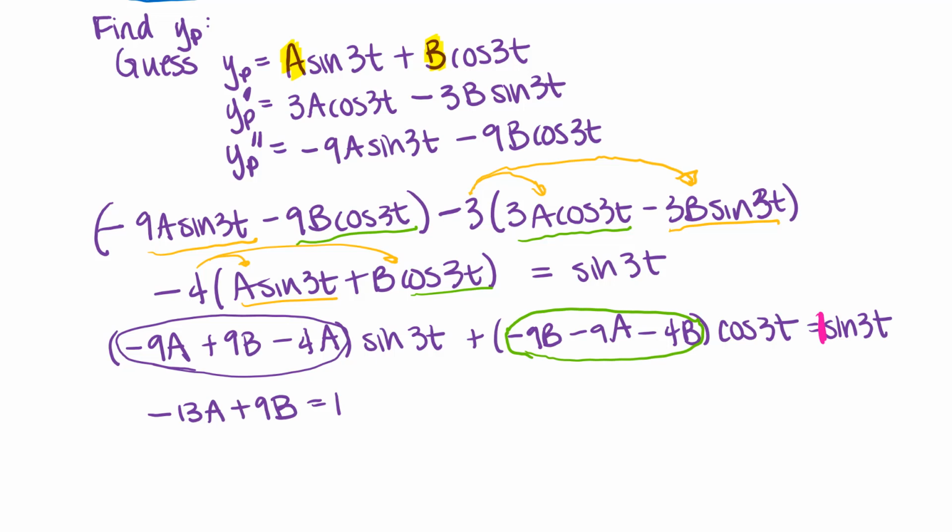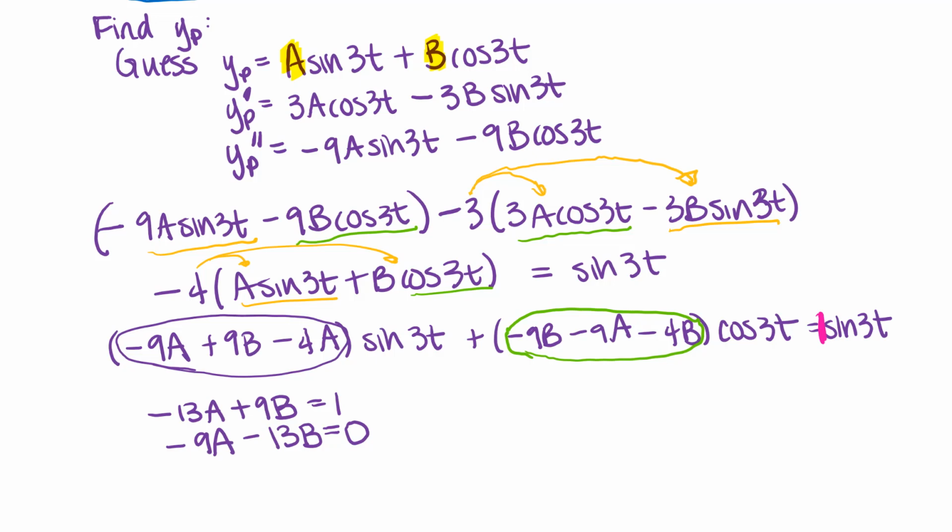And again, I can combine some like terms and maybe write the a term first just to make my next step a little bit easier here. So I'll have minus 9a minus 13b. And then that's going to be equal to 0 because I don't have a cosine 3t term on the right-hand side. We would think of the cosine 3t term as having a coefficient of 0.